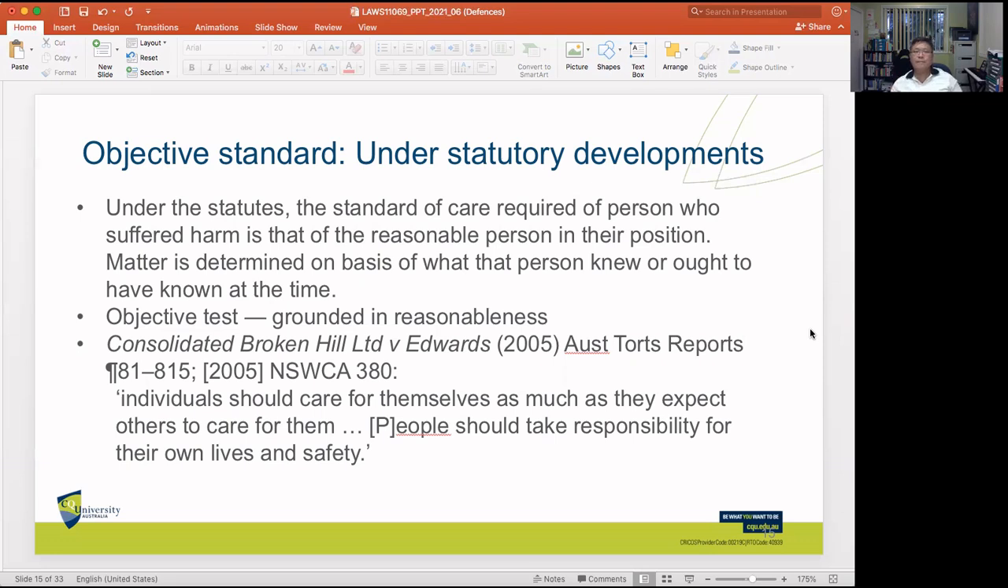But note that under common law, it is, and we know this, it's pretty obvious, right? People should take responsibility for their own lives and safety. And that goes back to the issue of autonomy. You can't really expect others to take care of your responsibility. You can't say, it's your responsibility to ensure that I am safe. No, you yourself, whether you're a driver or a motorist or in whatever capacity, also have an obligation to make sure that you yourself are safe.